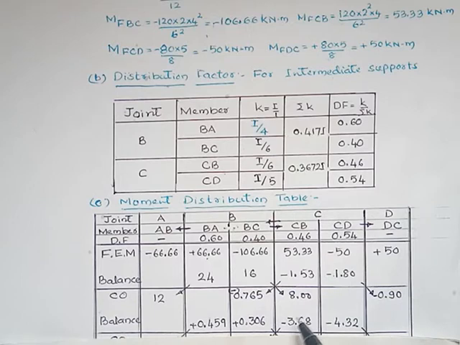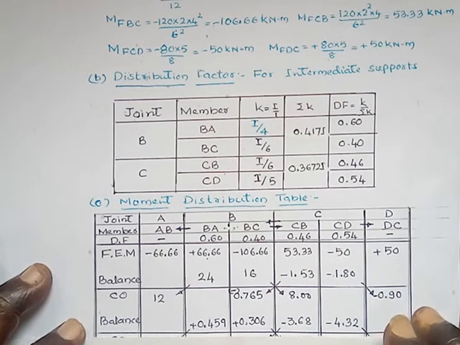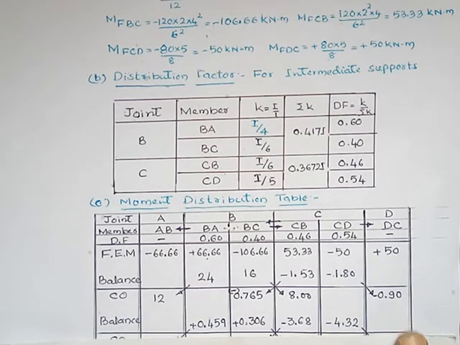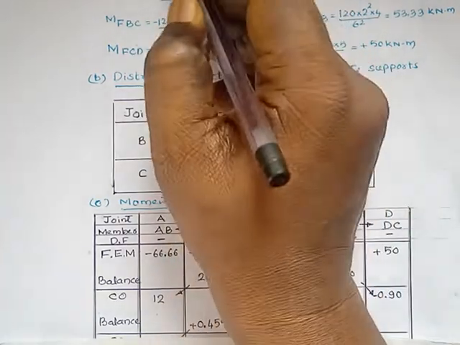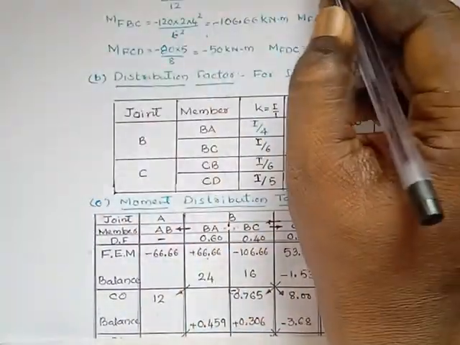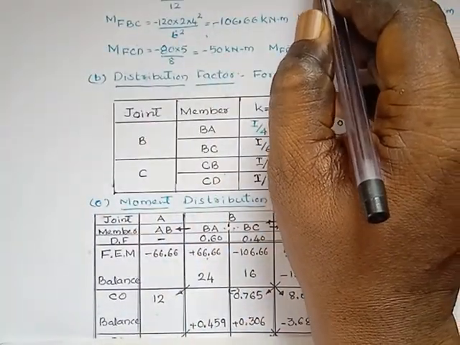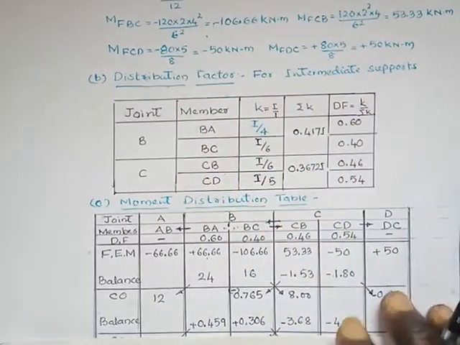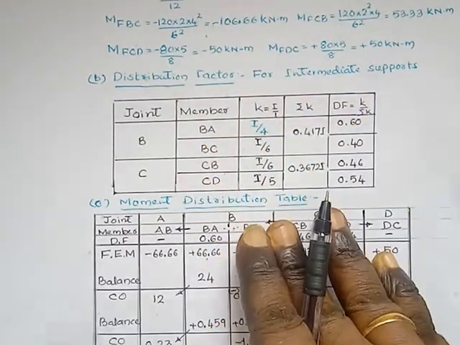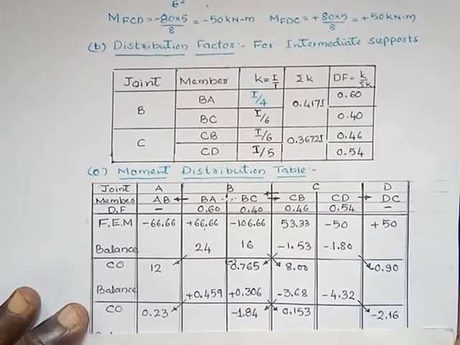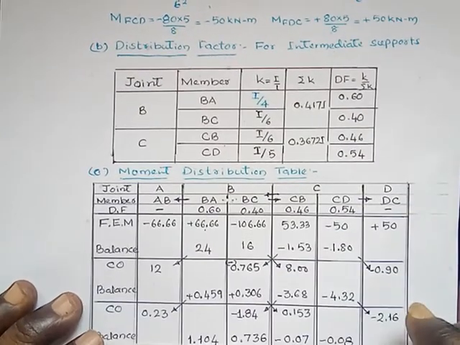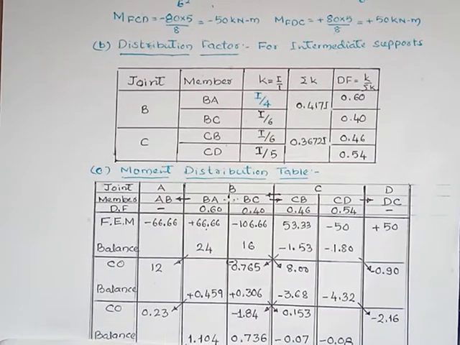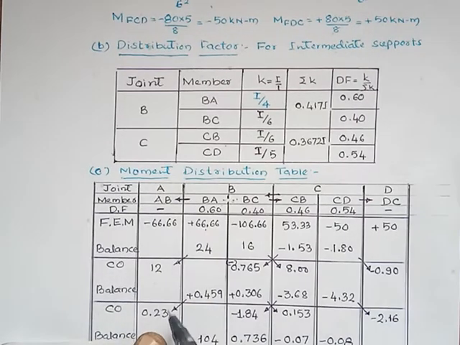Similarly, at this joint C, you will get 0. Next, carryover. Here 50% of the moment is carried from B to C, B to A. Similarly, 50% of the moments are carried from C to B and C to D. From B to A, half of 0.459, that is 0.23, is carried from B to A.